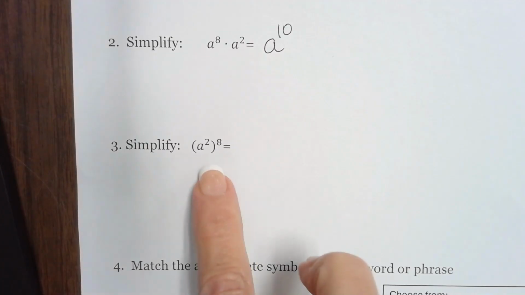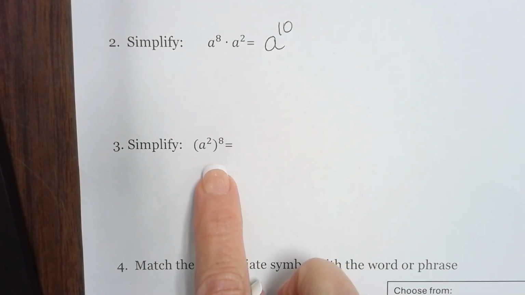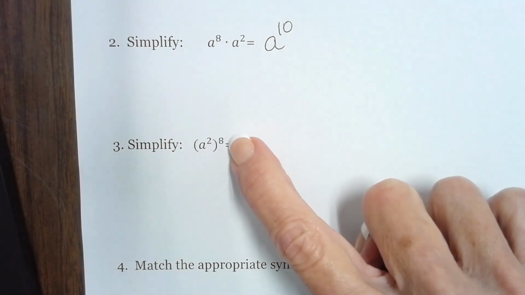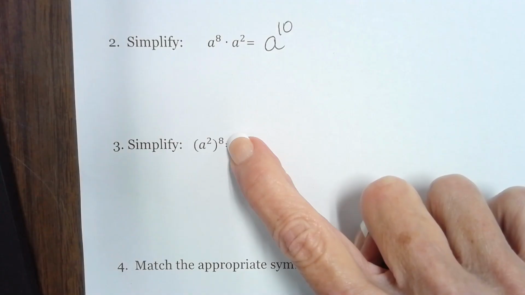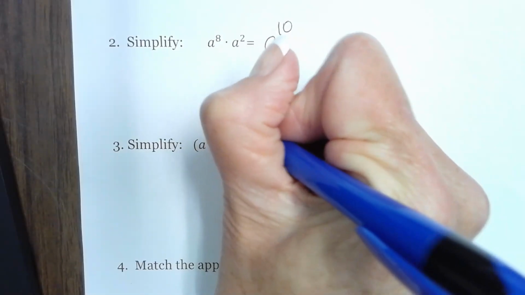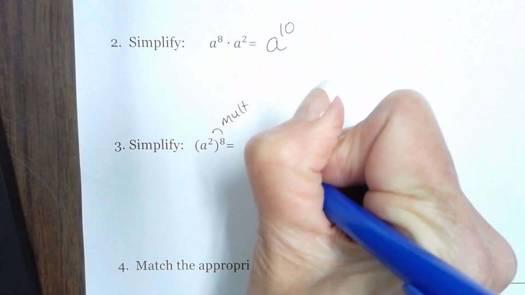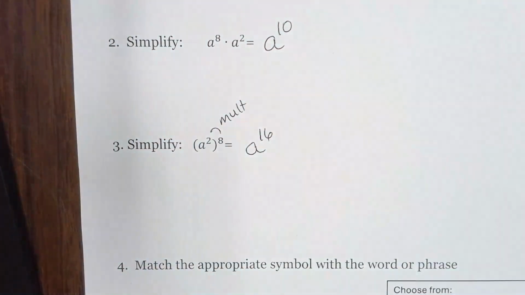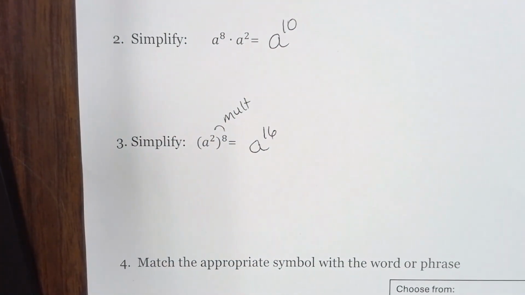Okay. The next one has a name. This is called a power raised to a power. Notice it's a power that is raised to a power. What do we do with these powers? We multiply. So this is A raised to the 16th power. How do we do? Boom.